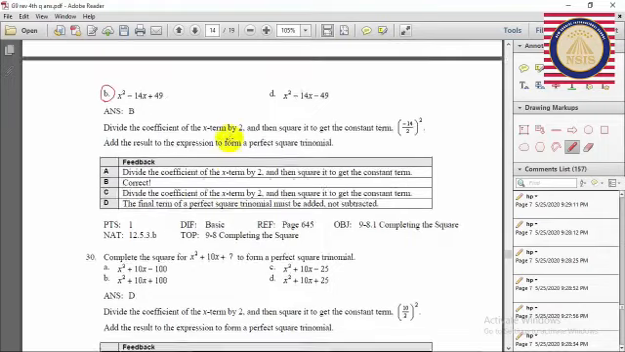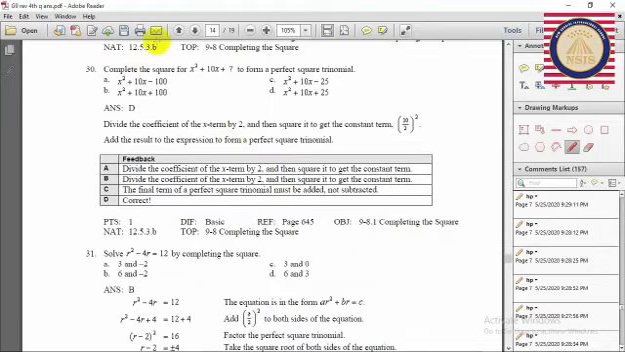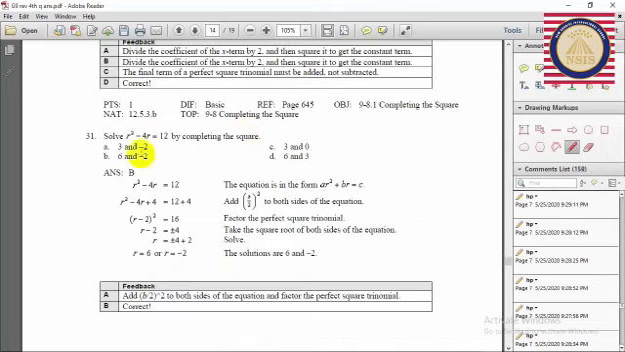Here, let's take number 30. Complete the square. Again, we're going to make what? B over 2, or half the B, squared. 10 over 2 squared. 10 over 2 is 5. 5 power 2 will give me what? 25. Very good. And we said that the C is always positive. So positive 25, which is D. Very good.